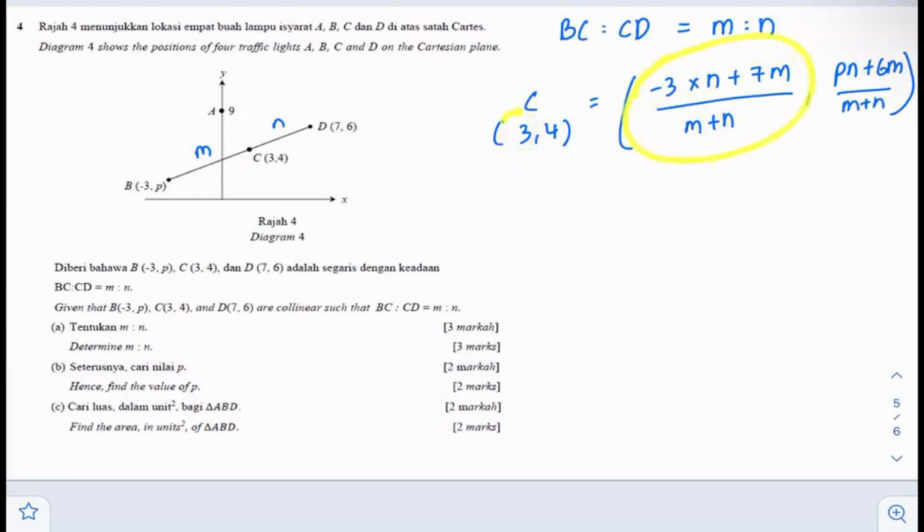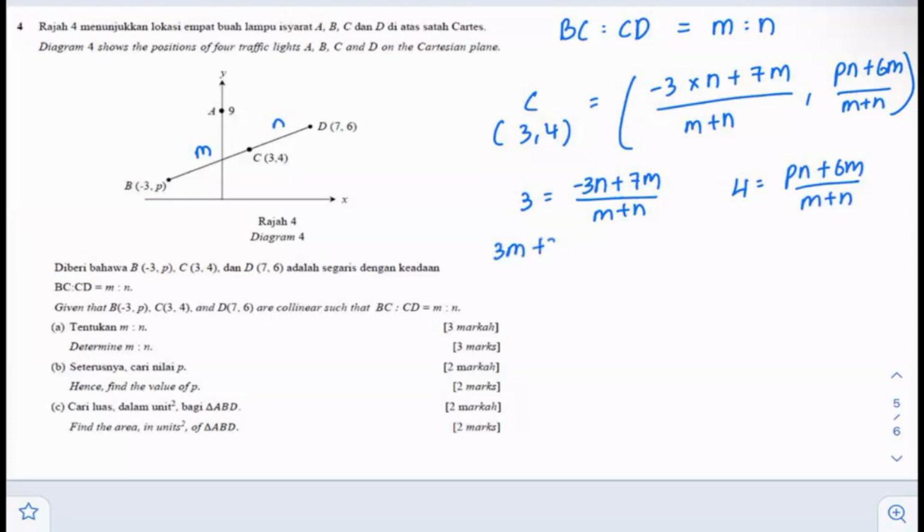So we compare the X to the X. 3 equal to -3N plus 7M divided by M plus N. And compare the Y to Y. So we have 4 equal to Pn plus 6M divided by M plus N. 3M plus 3N equal to -3N plus 7M. So we move the 3N to here. 3M plus 3N will be equal to 7M minus 3M. So 6N equal to 4M.